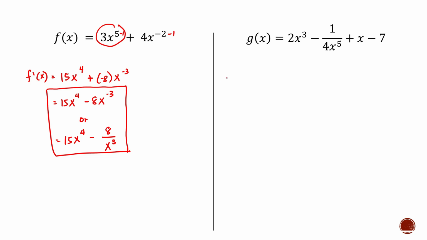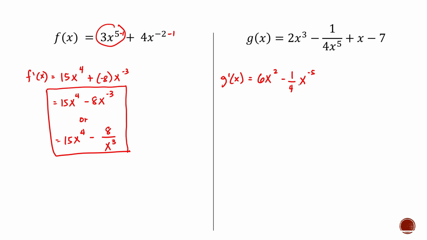Okay, so let's answer the second problem here. G prime of x is equal to, for the first term, 6x squared. So 3 times 2 is 6, 3 minus 1 is 2. Now for the second term, we want this to become a one-liner term. So what we will do is this. That's 1 over 4, that's our coefficient. And then we will apply one of the laws of exponents. So this is x raised to negative 5 now.